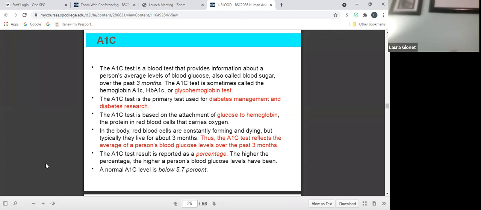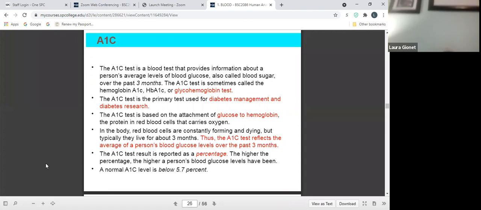So the A1C test is a primary test used for diabetes management and diabetes research, and to see how well, like monitoring the patient's response to whatever therapy you're currently using. So the A1C is based on the attachment of glucose to hemoglobin and the protein in the red blood cells that carries oxygen. The red blood cells are constantly forming and dying, as I described before, right?